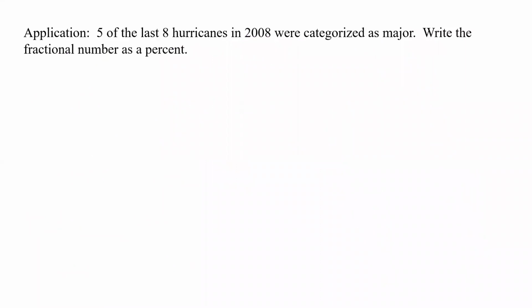All right, so here it says we have 5 of the last 8 hurricanes in 2008 were categorized as major. Write the fractional number as a percent. Well, our fractional number is we had 5 out of 8 were major hurricanes. So we just have to do it. And I'm just going to do one way this time. I'm going to take 8 into the 5 and see what I get, and then I just have to move my decimal place 2 places to the right.